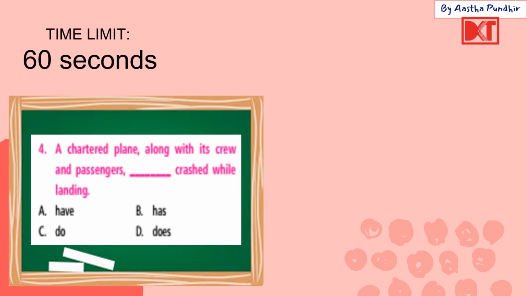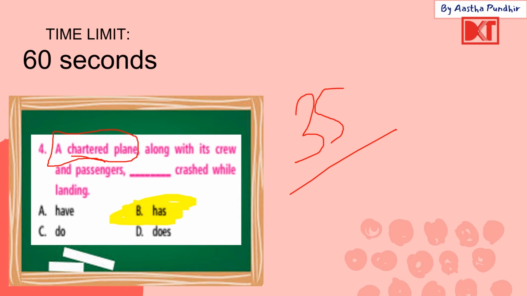Okay, here we have a chartered plane along with its crew and passengers dash crashed while landing. Have crashed, has crashed, do crashed or does crashed. Pretty easy. The correct answer is B. Has crashed. We're talking about present perfect. And also here chartered plane is the subject. And this is what again? Third person singular. So with that we use has. Okay, not have or do or does. Right?